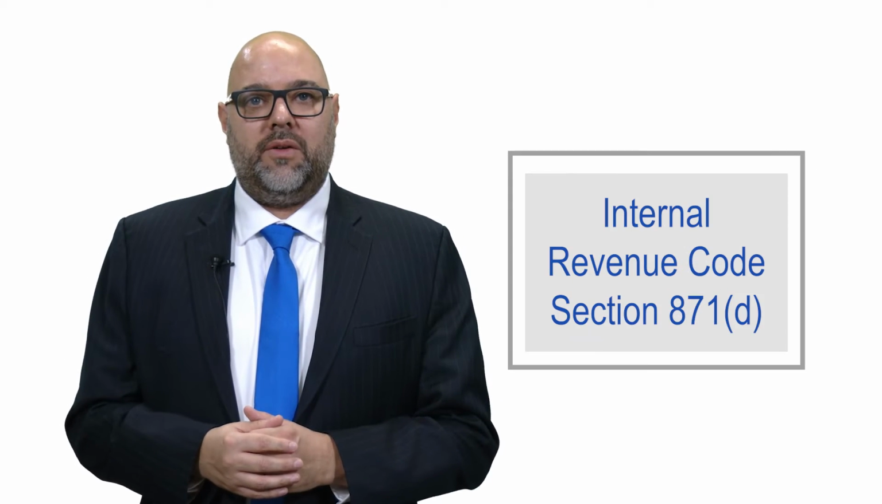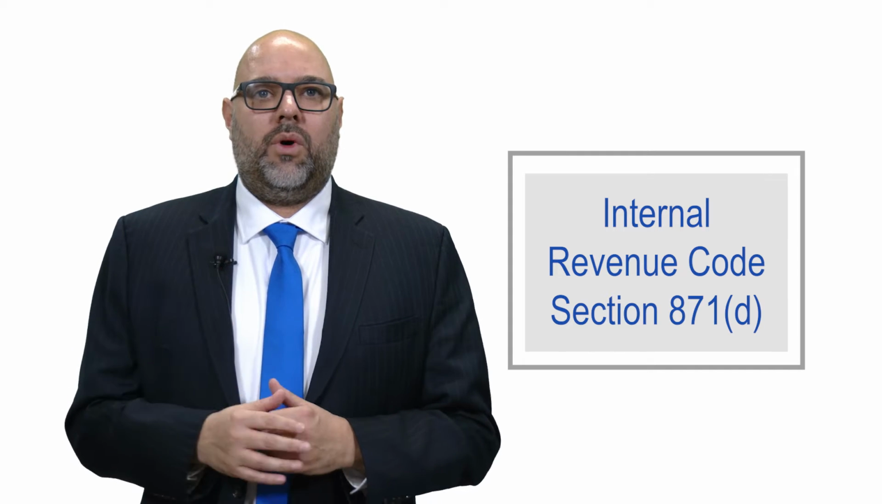Fortunately, a foreign investor can make an election under the Internal Revenue Code, Section 871(d), to be able to take deductions and have the net income after expenses taxed at rates starting at 10%. If you make this election, you are exempt from the 30% tax withholding requirement.